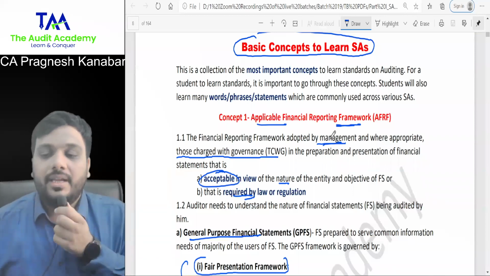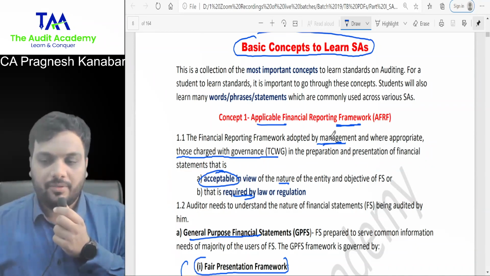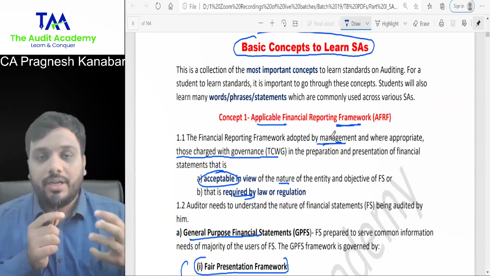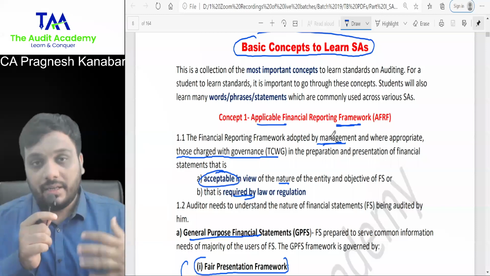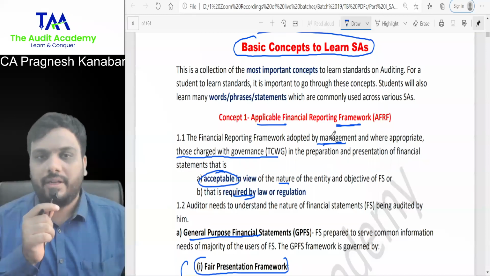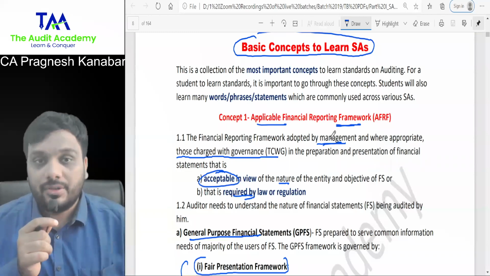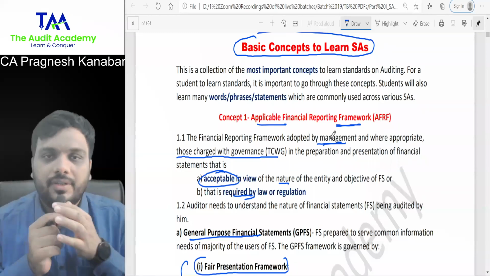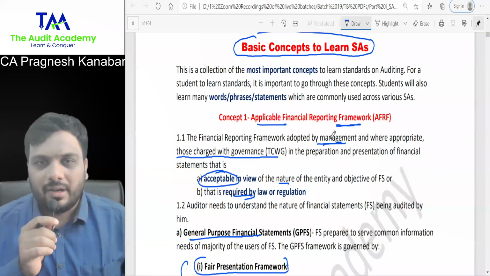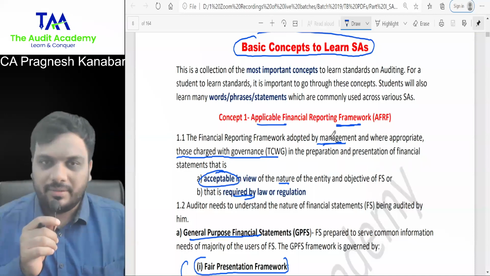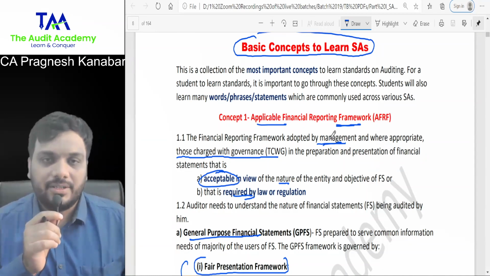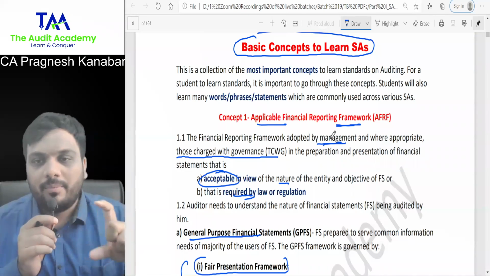Yes, sir. It is F for fair presentation framework. Why is it a fair presentation framework? Because Schedule 3 and IND AS require compliance, but there is also an additional responsibility on the management to give some additional disclosures, to take some more efforts in order to achieve fair presentation. Whereas in cooperative society accounts, only the format is important. There is no other additional responsibility on the management to achieve fair presentation. So that is why it is a pure compliance job.